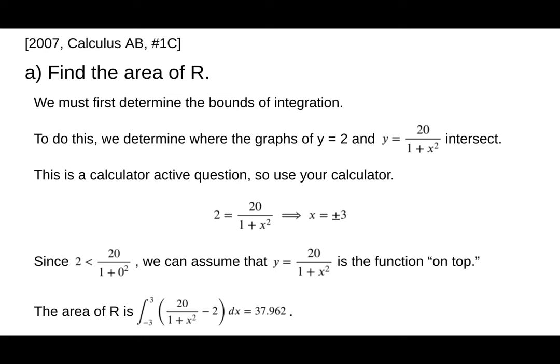So the area of that region R is going to be the integral from negative 3 to 3. Those are the bounds that we found. Since 20 over 1 plus x squared is the one on top, we're going to take that first and then subtract the second one. And it turns out that that area is about 37.962.